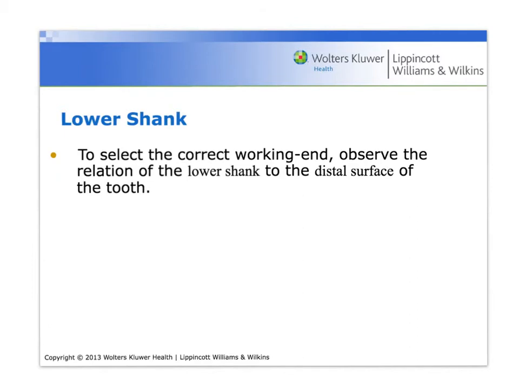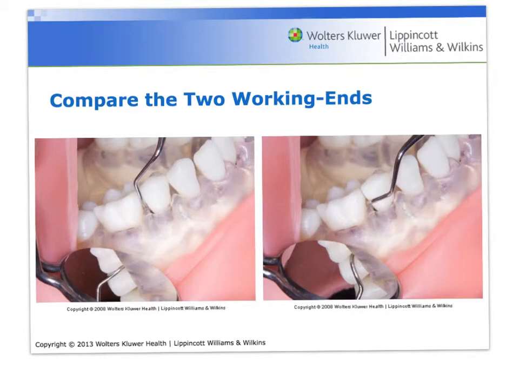To select the correct working end, the clinician will observe the relationship of the lower shank to the distal surface of the tooth. The position of the lower shank provides a visual clue to the correct working end. It is helpful to use a premolar tooth for working end selection because a premolar is really easy to see versus a molar tooth. In these two slides, you can compare the two working ends. In the first slide, this photograph shows a working end of the instrument that's adapted to the distal surface of the mandibular premolar. So let me draw that here.